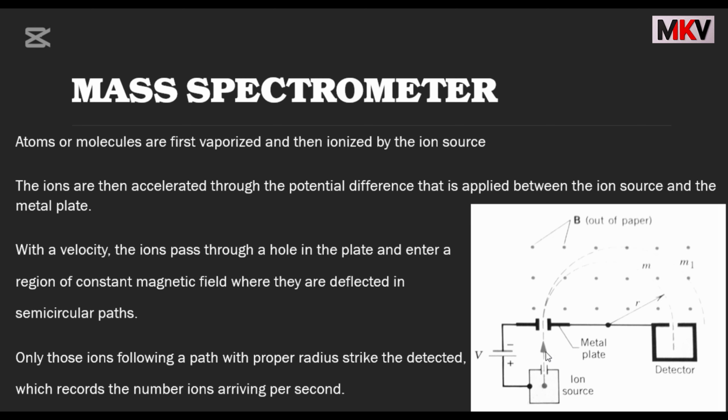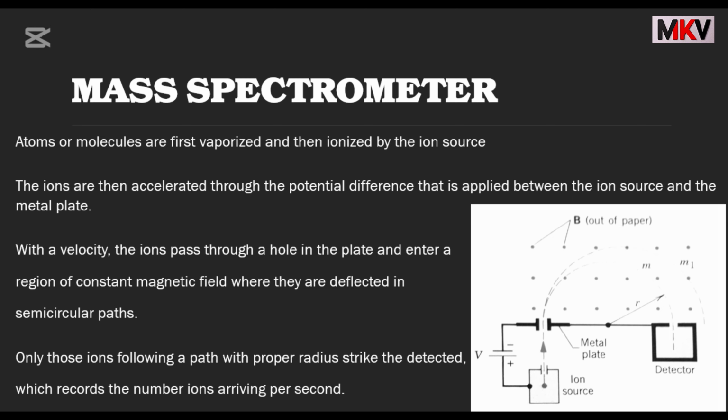With a velocity, the ions pass through a hole in the plate and enter a region of constant magnetic field. This is the hole I'm talking about, a metal slit where the ionized particles will be passing through. They pass through this hole, then move into a region of constant magnetic field where they are deflected into a semicircular path.